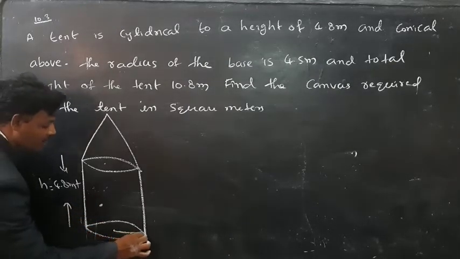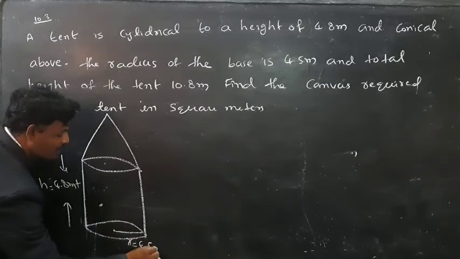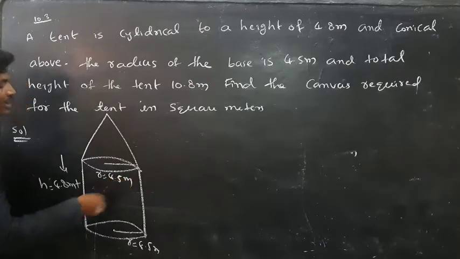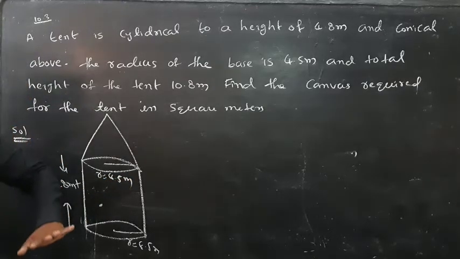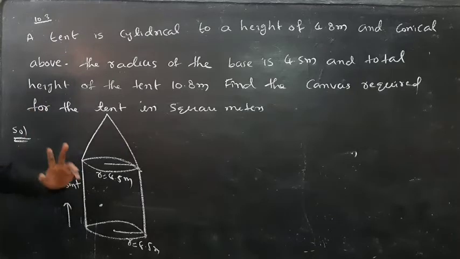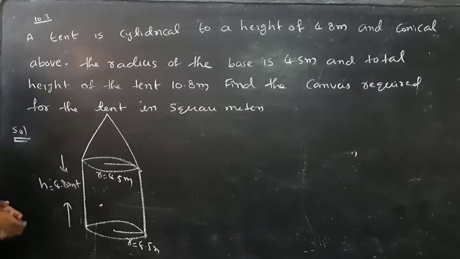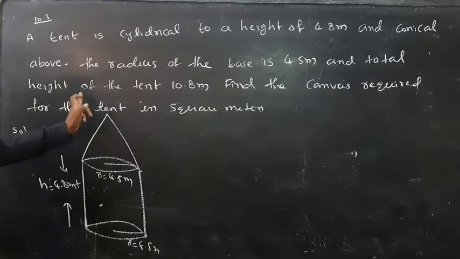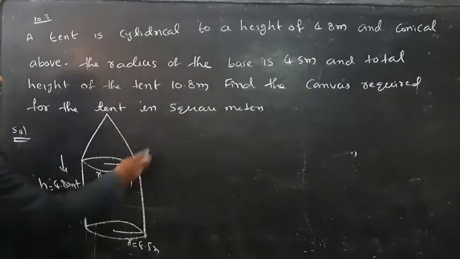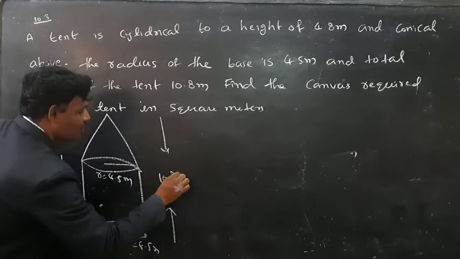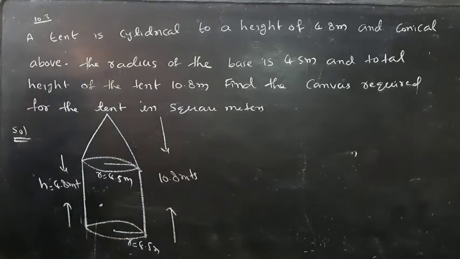So what is the radius here? 4.5 meters. So the radius is common to the cylinder and the cone. The base radius of the cone is 4.5 meters and the base radius of the cylinder is also 4.5 meters. The height of the cylinder here is 4.8 meters and the common base radius is 4.5 meters. So what is the total height of the tent here? 10.8 meters. The total height of the tent is nothing but 10.8 meters.